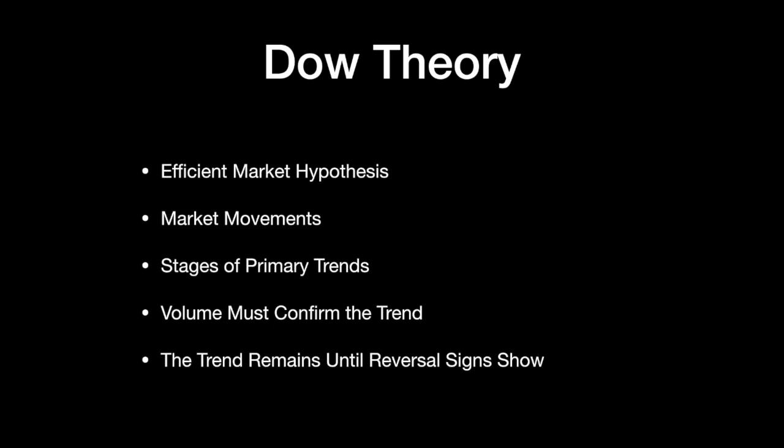One is the efficient market hypothesis, which basically is that price discounts everything. Number two, you have market movements, and that there are three types of trends, and these trends vary in time frames. First is the primary trend, which the Dow theory assumes cannot be manipulated, and this one can last from a few months to a few years. Second, you have the secondary trend, and that one tends to deceive people because it's considered a corrective move from the primary trend. Now, this one can last from 3 weeks to a few months.